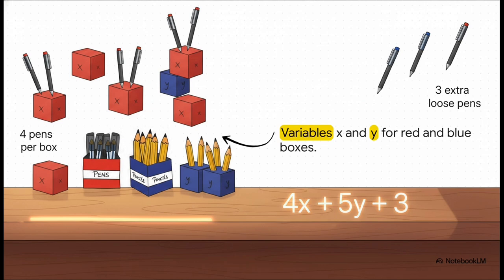So, let's let x be the number of red boxes and y be the number of blue boxes. That means the total number of pens you get is just 4 times x, or 4x. The total number of pencils is 5 times y, or 5y. And hey, what if the shopkeeper randomly throws in 3 extra loose pens totally for free? Your total haul is now perfectly represented by the algebraic expression 4x plus 5y plus 3. See, you literally just turned a quick shopping trip into algebra.